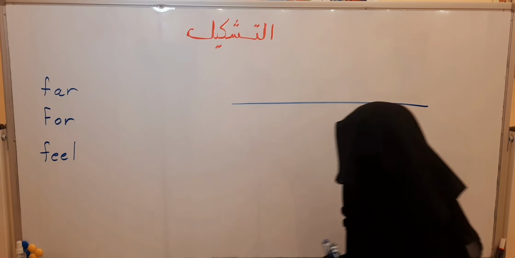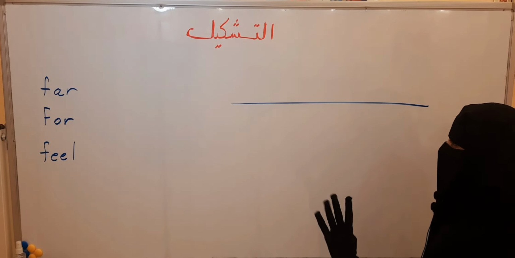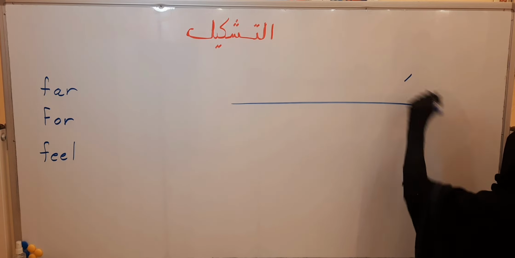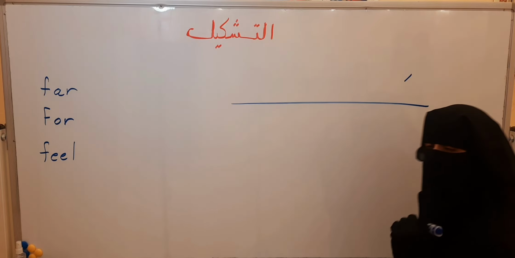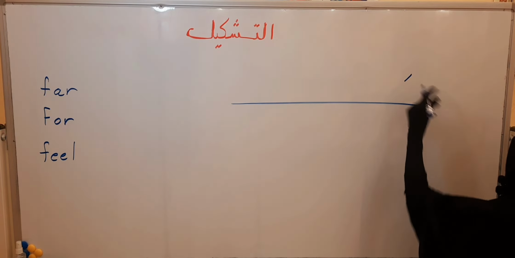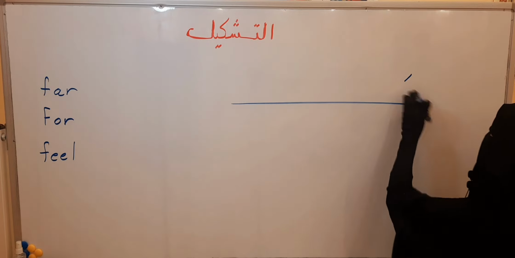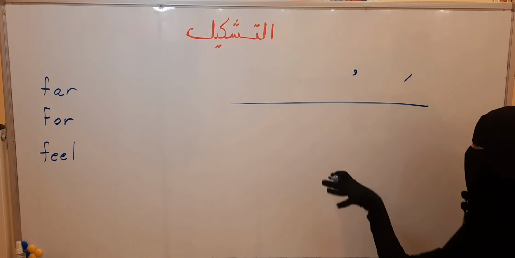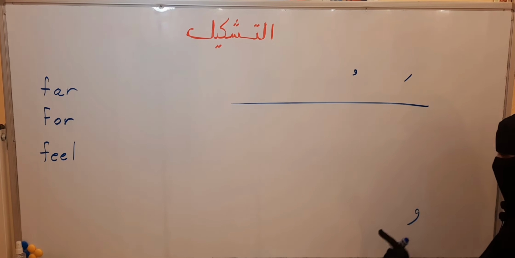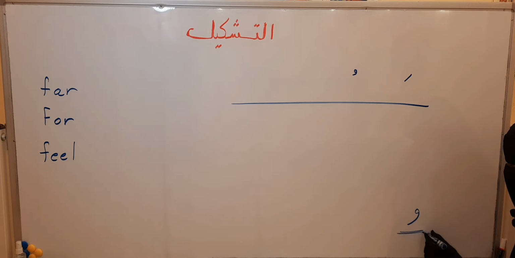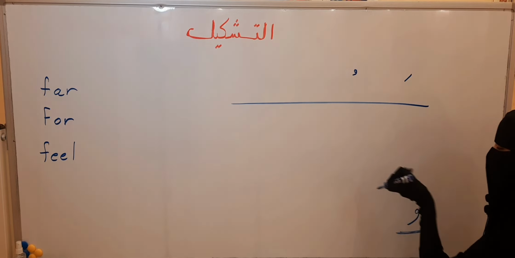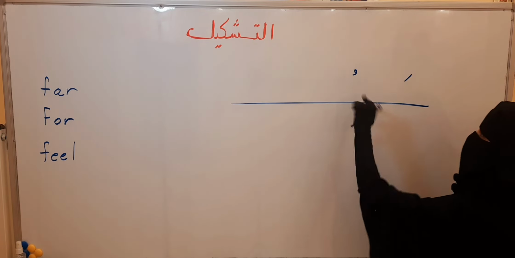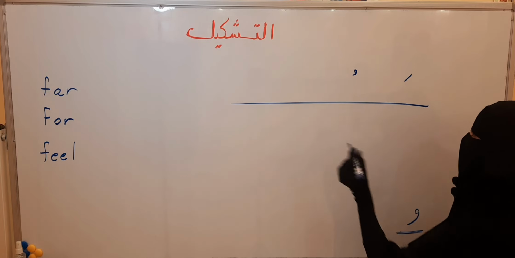Altashkeel is just four shapes. Let's see. The first one is a. Its name is fatha. A, fatha, we will pronounce it a. The second is u. It is a small waw. In Arabic we know the letter waw. It is a small waw, woo. Fatha, a. Dhamma, u. Try to pronounce after me, please.